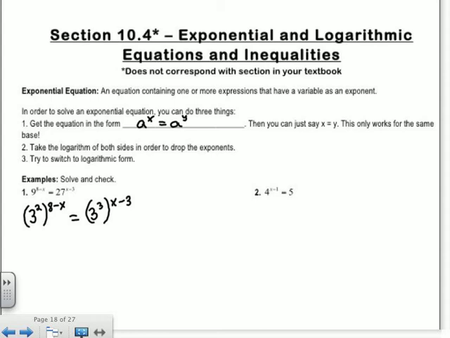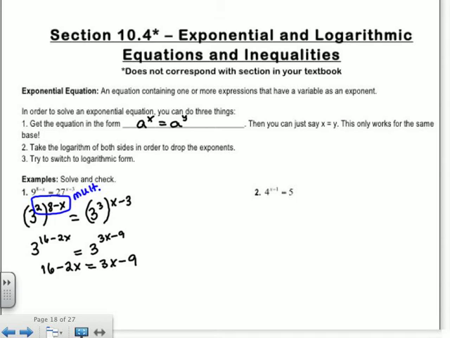Now, I know that if I'm raising an exponent to another exponent, you multiply. So multiply your exponents. So I get 3 to the 16 minus 2x equals 3 to the 3x minus 9. Okay, so I have 3 to some power equals 3 to another power. So if they're equal, that means those powers have to be equal. So you can just say 16 minus 2x equals 3x minus 9.